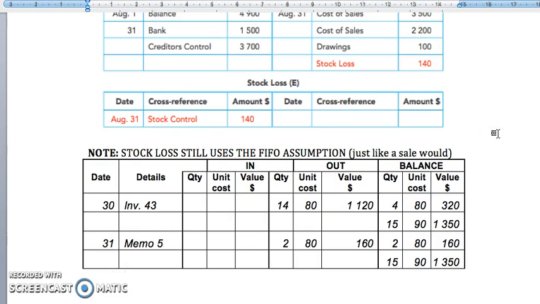So this is an example here of using the FIFO assumption for first in, first out. On the 30th, we had 19 items on hand. We then had a stock loss of 2 when we actually counted. So the 2 are the first in, first out. We're saying that this was first in, so our 80 has to be first out because this is the top one, and we're decreasing this top one by 2. Then we have 2 left rather than 4 and still have the 15 at $90. Exactly like we would use FIFO in a sale, we use it in stock loss as well.